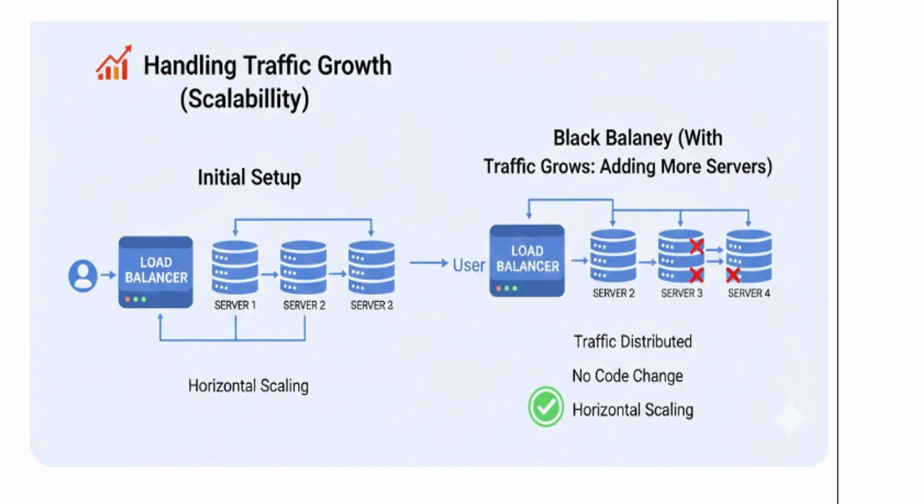Let's imagine traffic grows and two servers are not enough. We simply add more servers to the server pool. The load balancer automatically starts sending traffic to the new server. No code changes are required. This is called horizontal scaling, and the load balancer makes it possible.